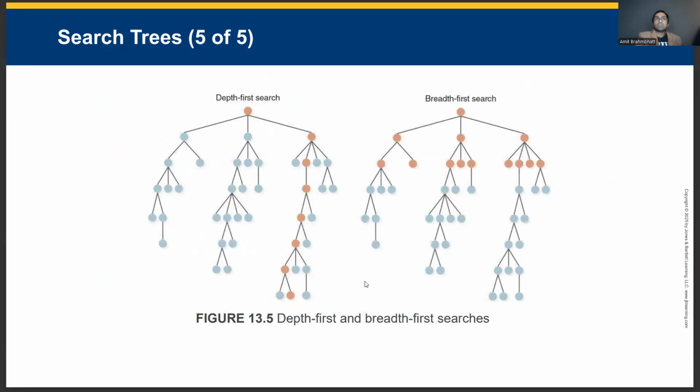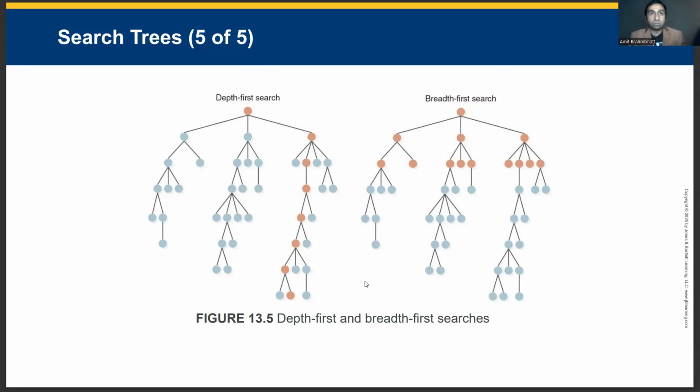Slide 21, Search Trees, 5 of 5. This slide provides a visual comparison of depth-first and breadth-first strategies. AI systems choose between these based on the problem. Breadth-first is more systematic but uses more memory. Depth-first uses less memory but may miss optimal solutions. These approaches form the foundation of many modern AI search techniques.